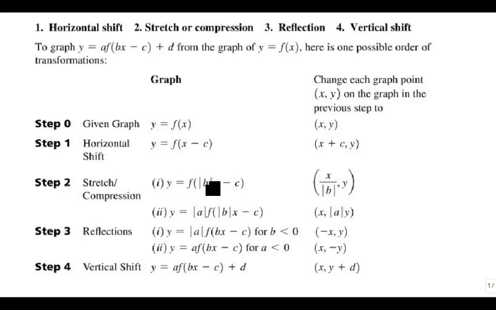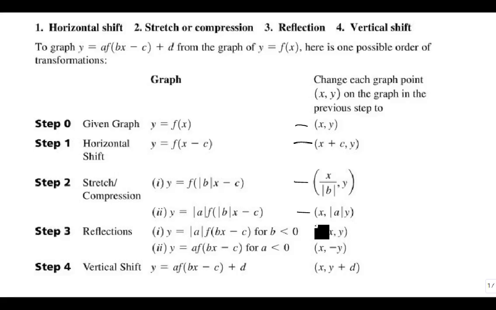Then we do stretch and compression, and first notice we're going to do our horizontal. Do horizontal first, so just change the horizontal, and it divides by the absolute value of b. And then do your vertical, it's the absolute value of a times y, and so you do this one first, then do this one. So we're moving down, and each step just shows you what you're changing.